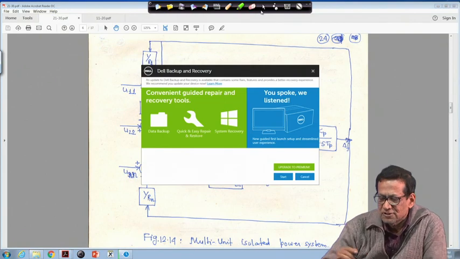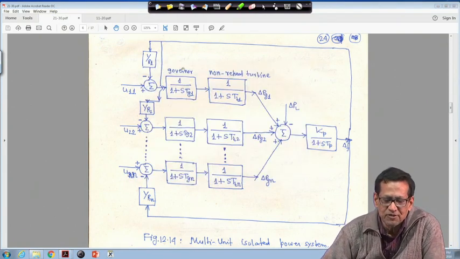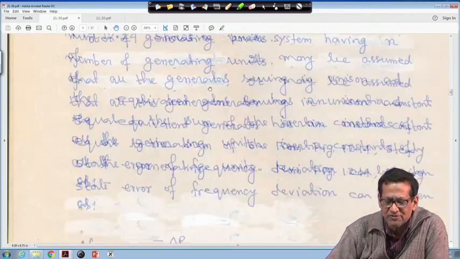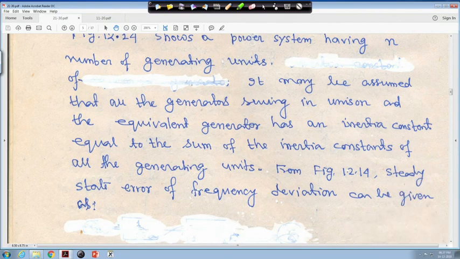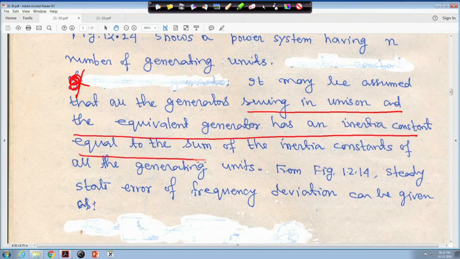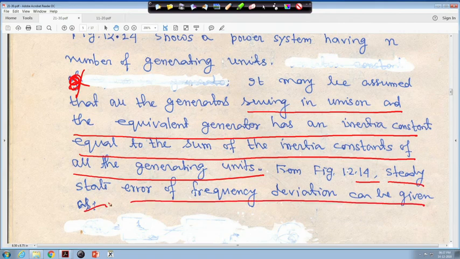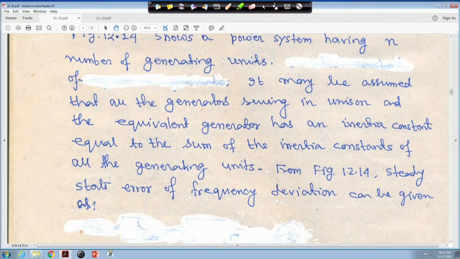Now, we will go to the derivation. If you go back to this, I explain everything. It may be assumed that all the generators swing in unison, and the equivalent generator has an inertia constant equal to the sum of the inertia constants of all the generating units, as I told you. So, from figure 14, that I explained, the steady state error of frequency deviation can be given as follows. In the same way you can find it out.